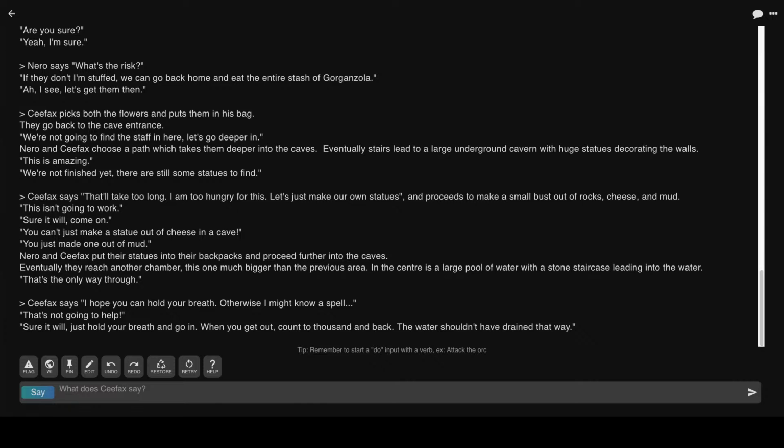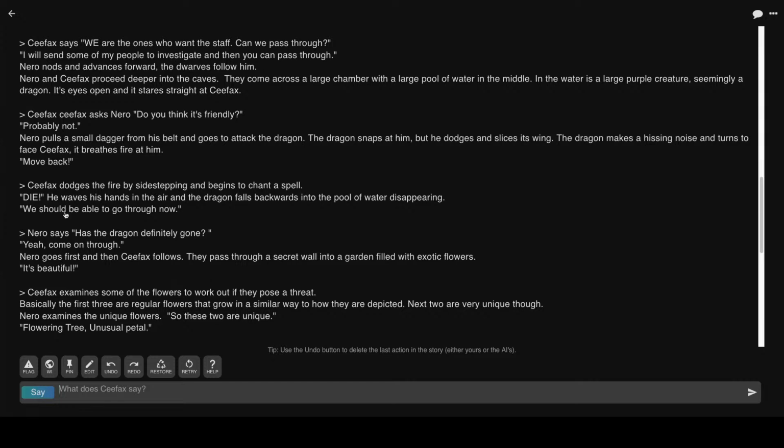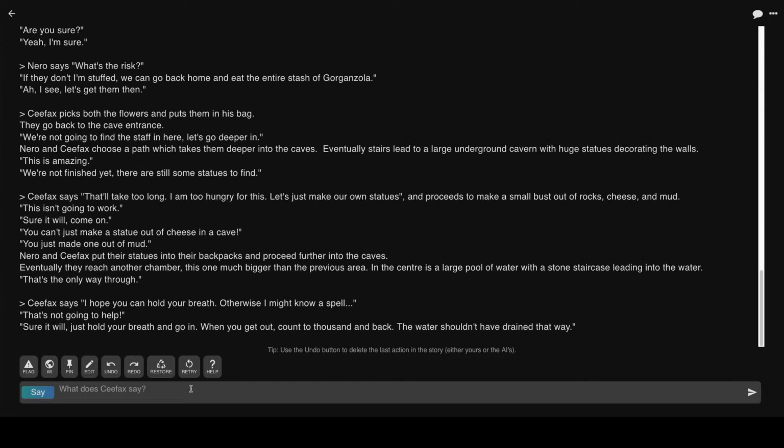Okay, first things first. Why does the AI insist that the characters always argue? They don't seem to have the best relationship, Nero and Cefax, do they? So presumably what's happening now is Cefax is using some magic, I guess, and says to Nero, "Yeah, just do it, and as long as you do this little ritual at the end, you might be protected from the water."